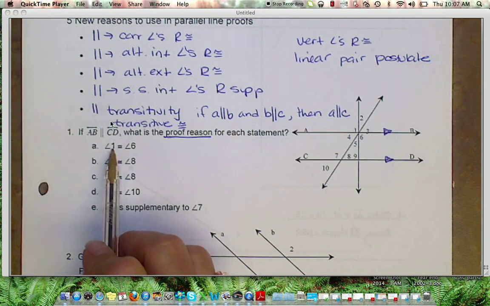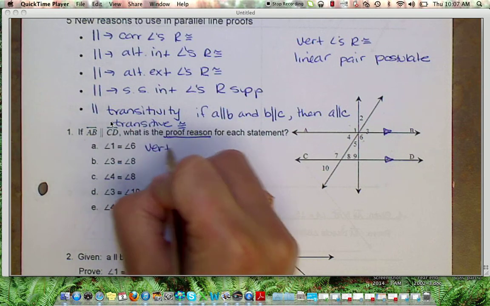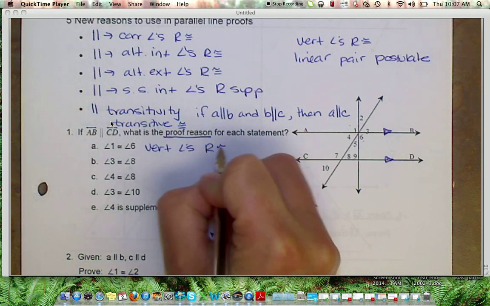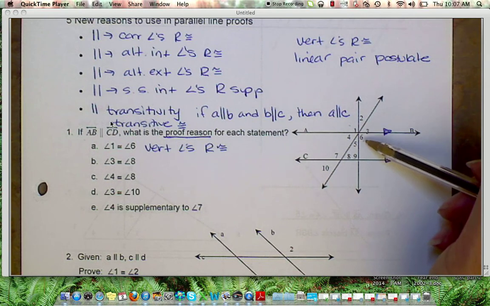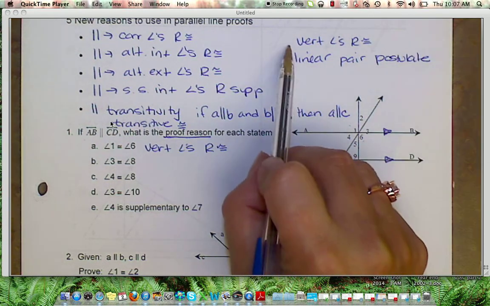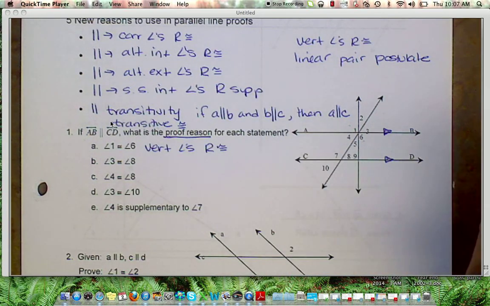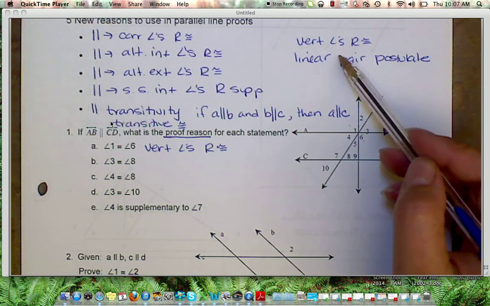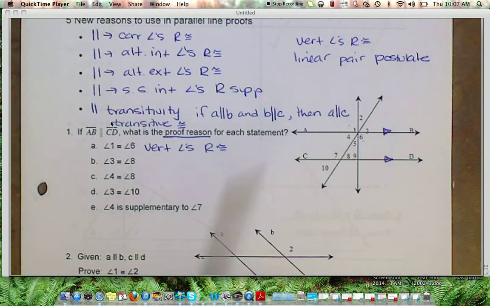So if we look at angle 1 and angle 6, those are vertical angles. So we write vertical angles are congruent. To be vertical, you do not need parallel lines. So there is no if parallel for this or linear pair postulate because there is no requirement to have parallel lines for these to be true. These will be the only ones that have the parallel at the beginning.